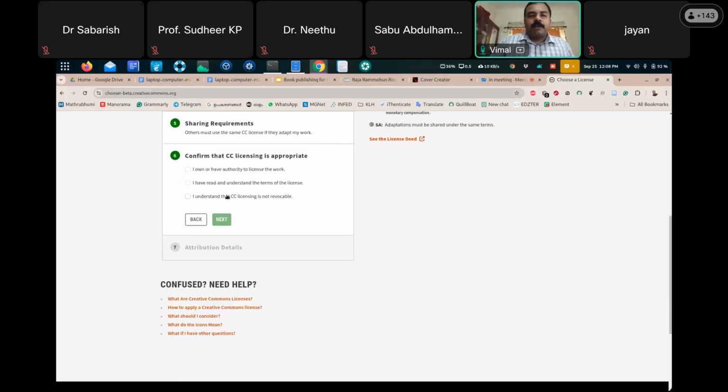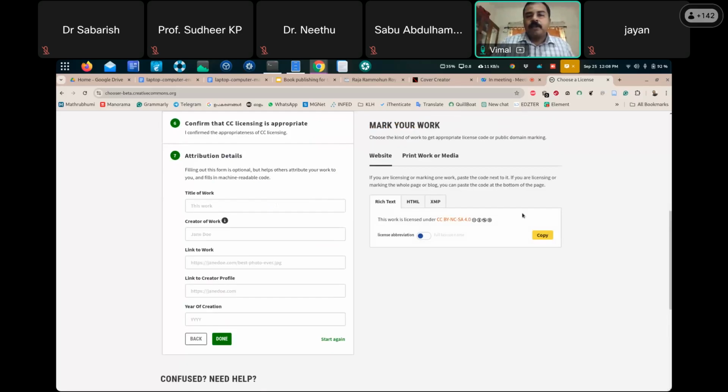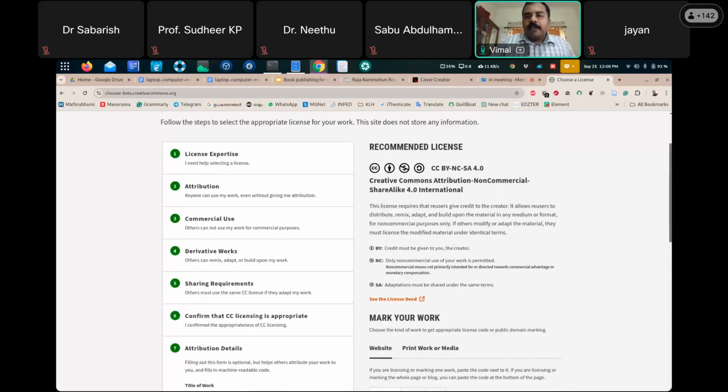That's the adaptation. Confirm that CC licensing is appropriate: I have read and understand the terms of the license, and I understand that a CC license is not revocable. Okay, based on your selection, the license is created: Creative Commons Attribution, Non-Commercial, Share Alike 4.0 International.